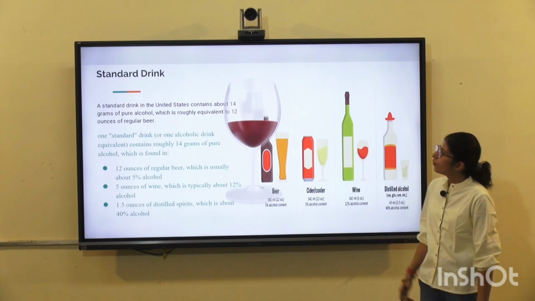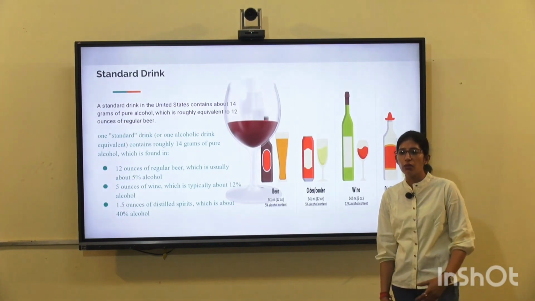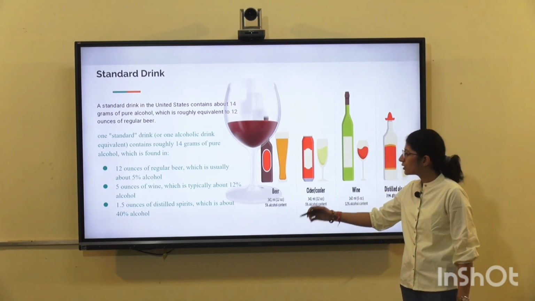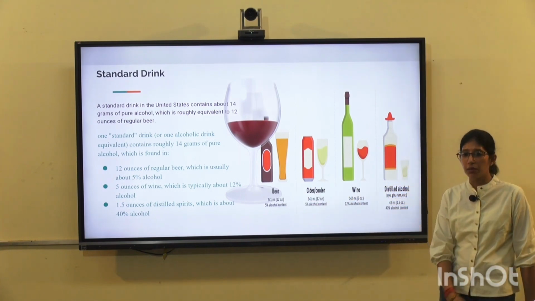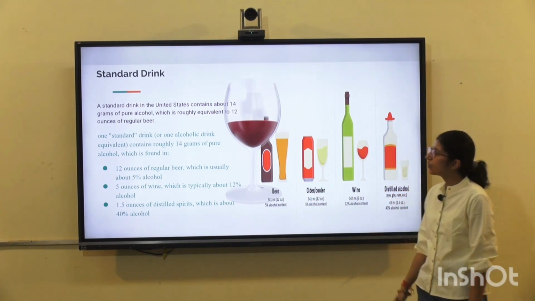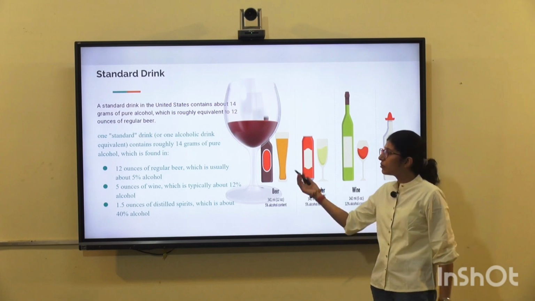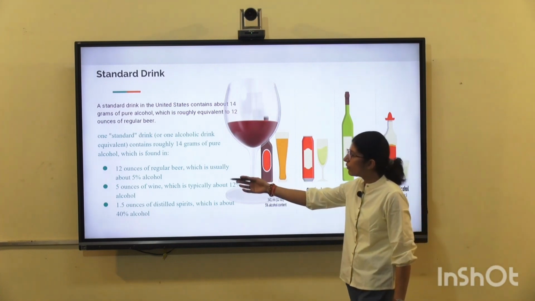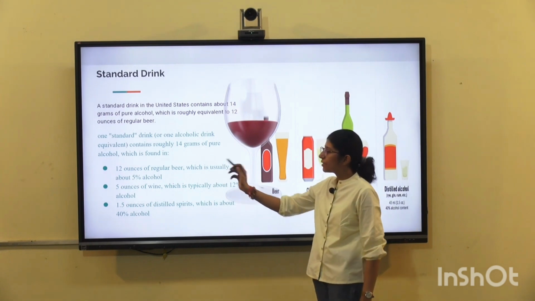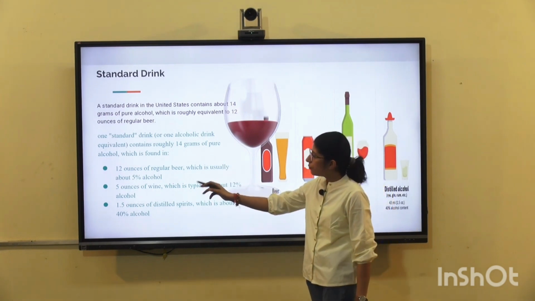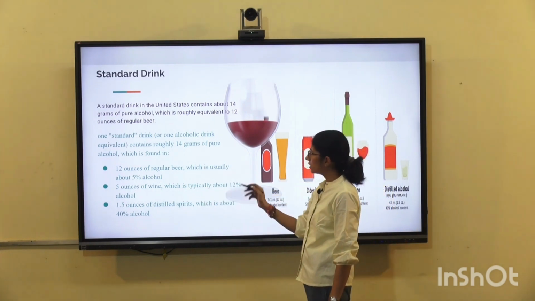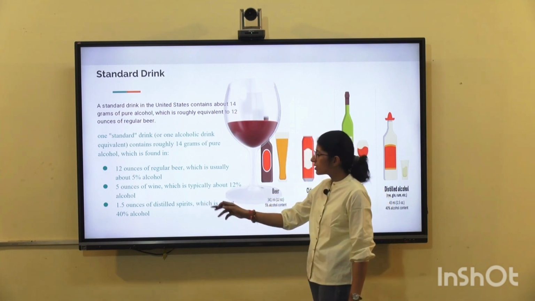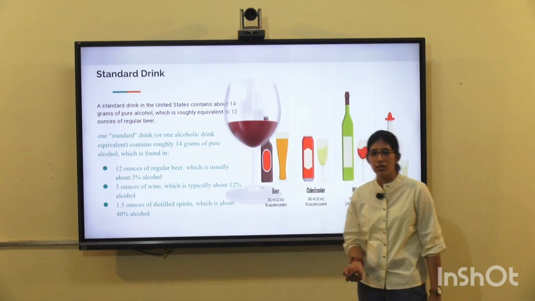Now, what is a standard drink and how do we calculate the actual amount of alcohol? For example, a standard drink in the US contains 14 grams of pure alcohol. A 12 ounce regular beer has 5% alcohol, 5 ounces of wine has 12% alcohol, and 1.5 ounces of distilled spirits has 40% alcohol.